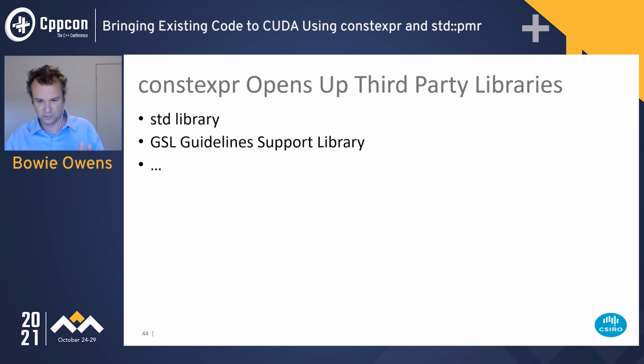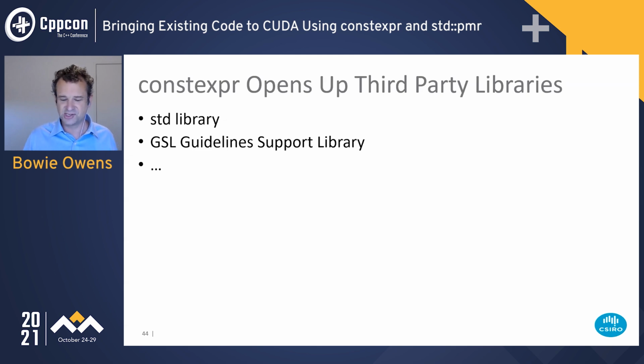Okay, so what does that mean for us? What it means is that it opens up a substantial fraction of a number of important libraries. For me, what were important were the standard library. We use standard array in a number of places, and that's constexpr friendly in C++17. Also, the GSL guideline support library, its implementation of span, because span is not standardized in C++17, has been incredibly useful for us. And its functions are likewise marked as constexpr.